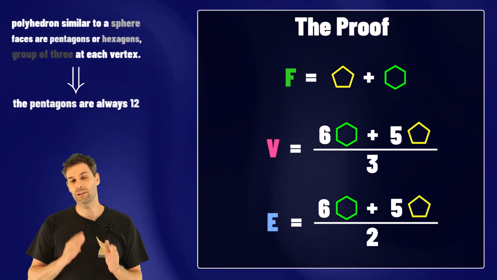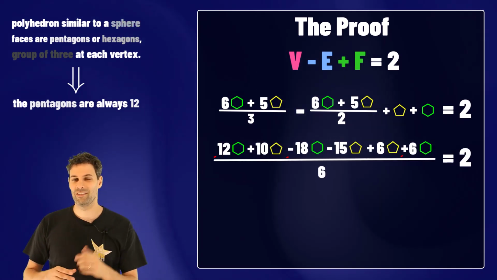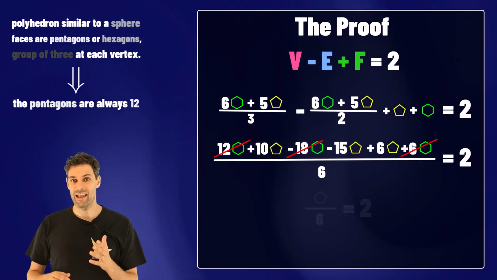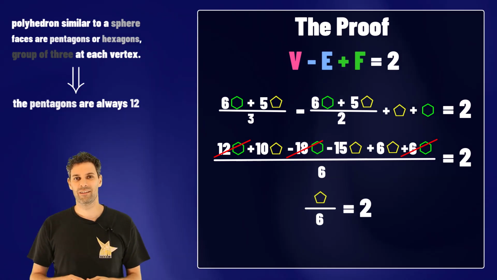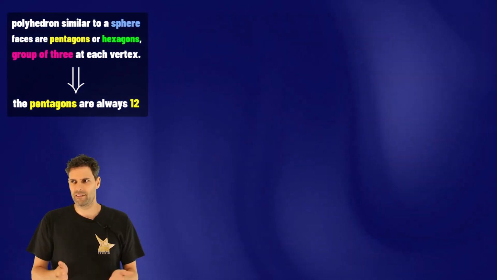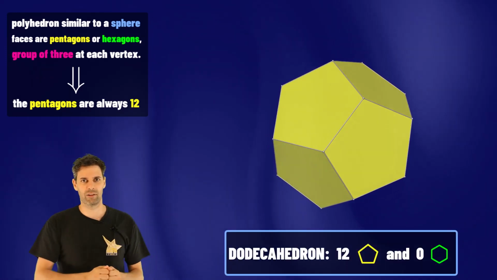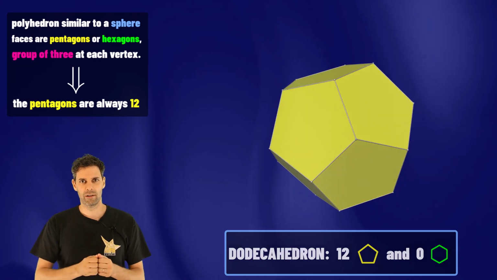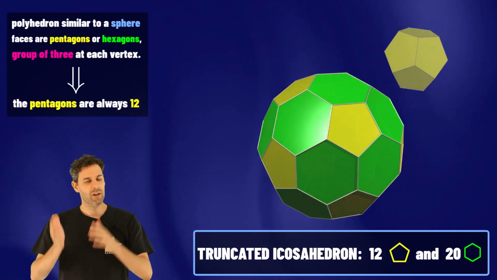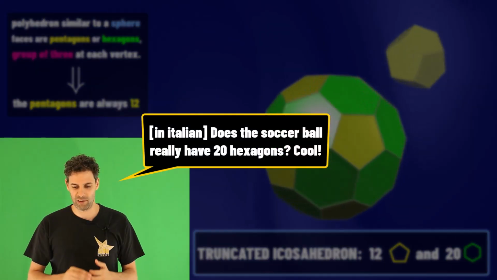If we put all this information into Euler's formula, the hexagons cancel out and the number of pentagons has to be exactly 12. Well, someone could say the dodecahedron has exactly 12 pentagons, and we already knew it. The soccer ball has 12 pentagons and 20 hexagons. Ma davvero ha 20 esagoni la palla da calcio?